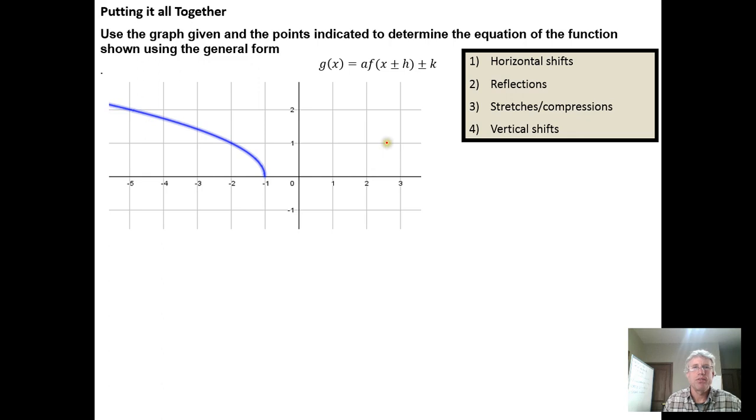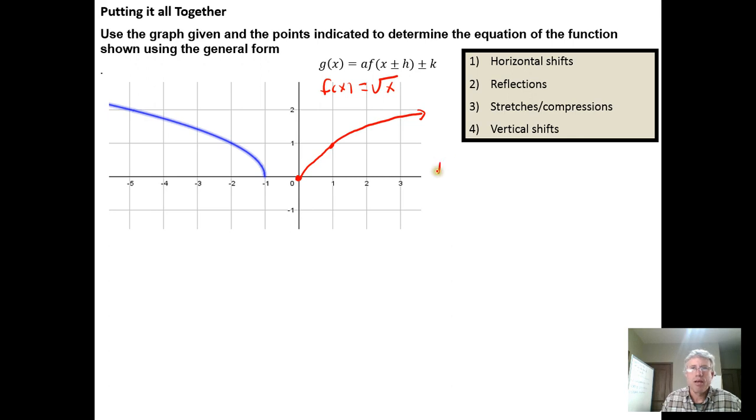And this is the final example. So here we look at this, and it looks like the parent function or toolbox function is the square root function. It's got a couple nice points on it. So our toolbox function is the square root function in this example.